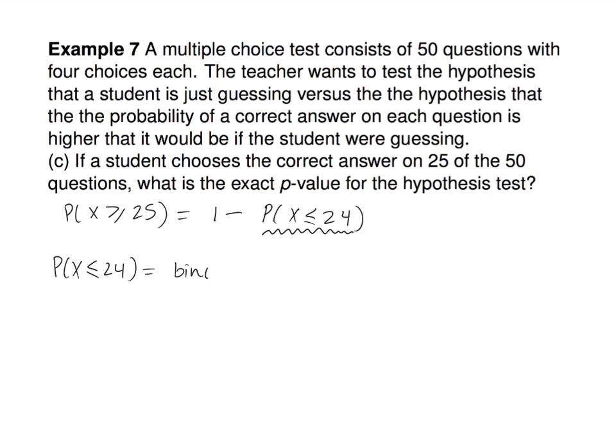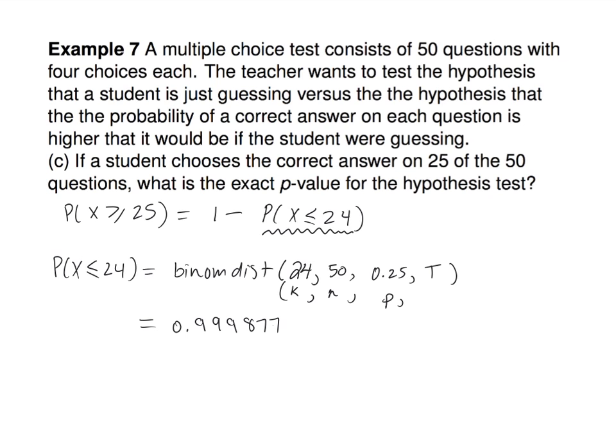The command is BINOM.DIST. You put in your k, which is 24, your n, which is your number of trials, which is 50, the probability of success, and then a true or false saying, is it the exactly equal to or the less than one? True is the less than one. It comes out to be 0.999877.